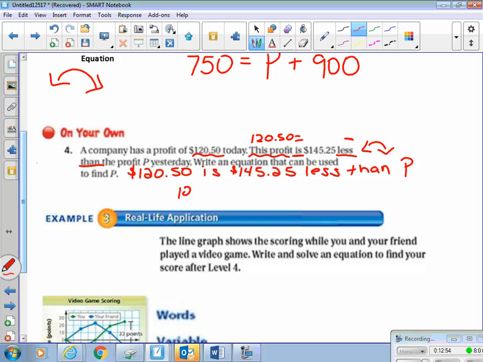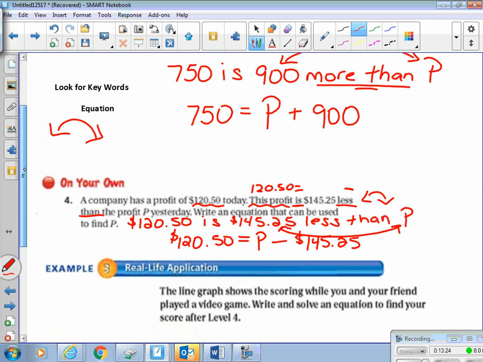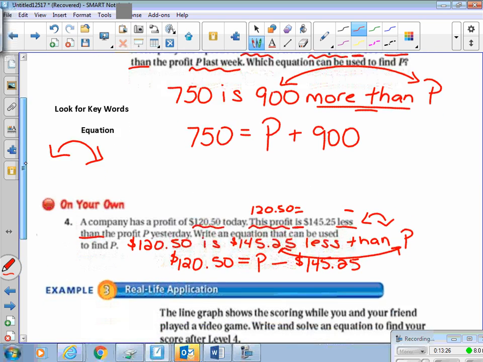So mathematically speaking, we've got $120.50 equals, remember these flip-flop, P minus $145.25. And if you don't have it written like that, then it is wrong. All right, the order matters here because it's subtraction and the commutative property does not work for subtraction. So you want to make sure that you start it with P minus 145.25. We don't even have to solve those because it just said to write the equation.